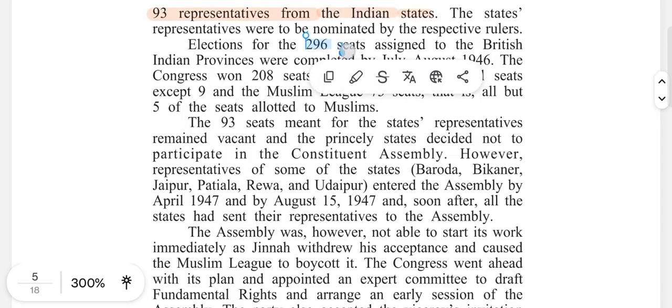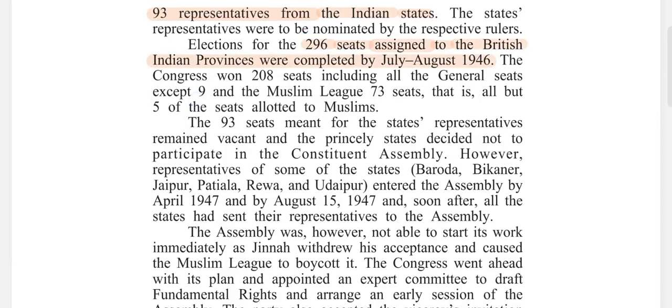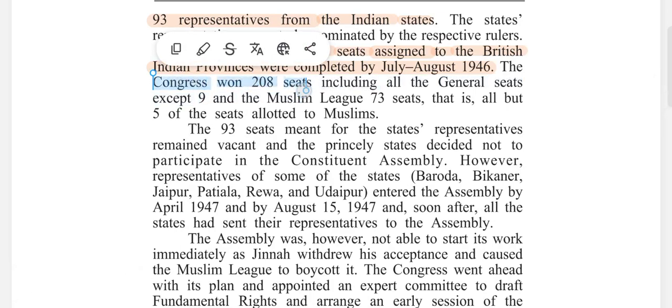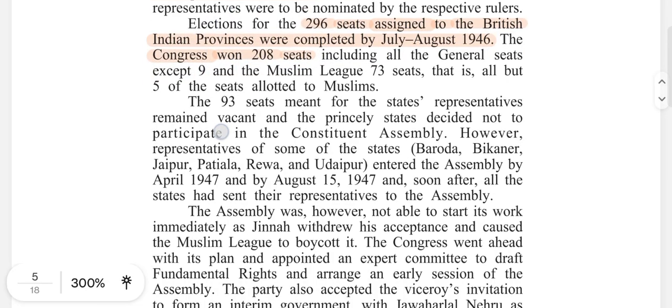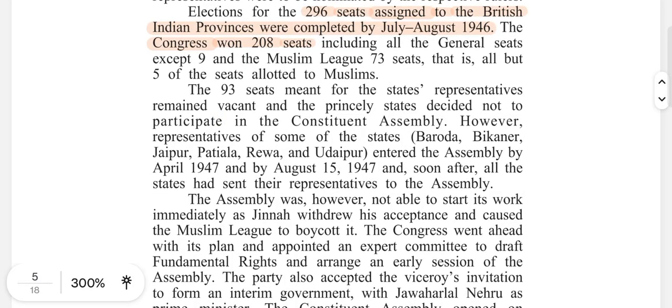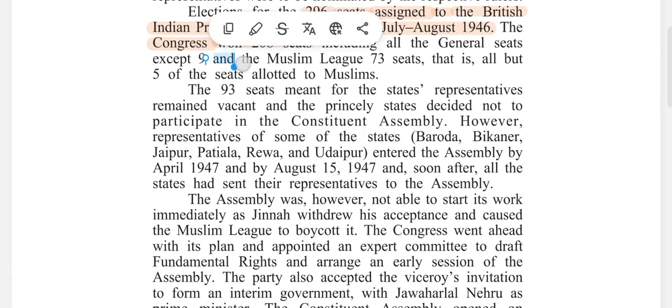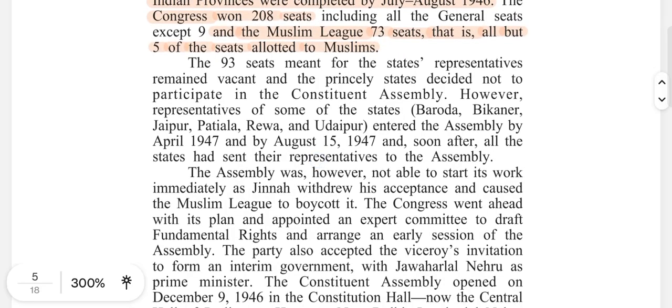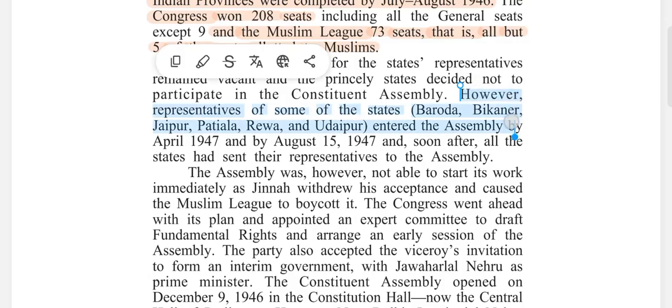Elections for the 296 seats assigned to the British Indian provinces were completed by August 1946. The Congress won 208 seats, including all the general seats except 9, and the Muslim League 73 seats, that is, all but 5 of the seats allotted to Muslims. The 93 seats meant for the states' representatives remained vacant, and the princely states decided not to participate in the Constituent Assembly. However, representatives of some of the states, Baroda, Bikaner, Jaipur, Patiala, Rewa, and Udaipur, entered the assembly by April 1947, and by August 15, 1947, and soon after, all the states had sent their representatives to the assembly.